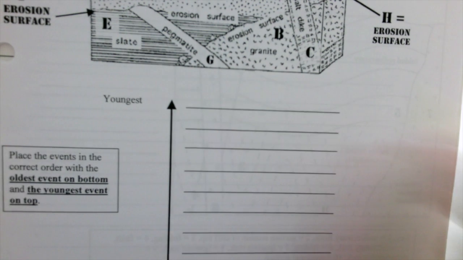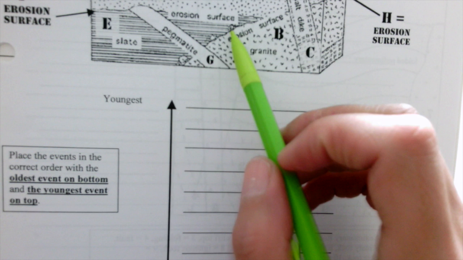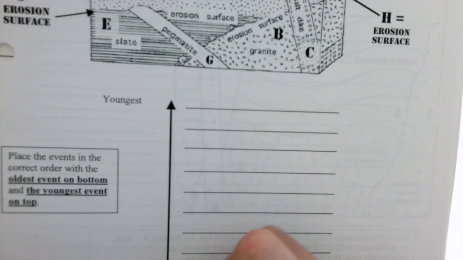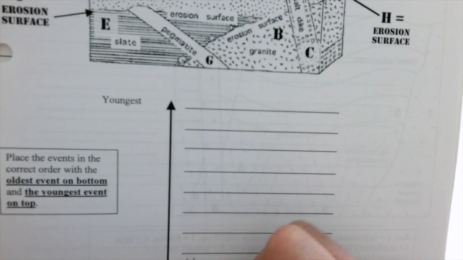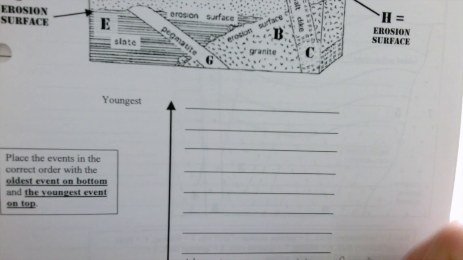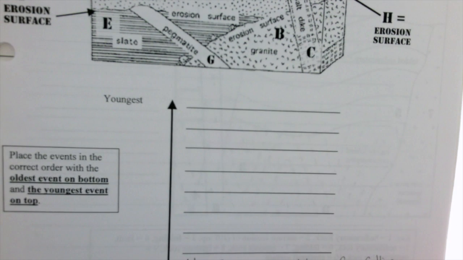Okay, and then if I look, these little bits and chunks, that's that erosion surface H. So H is going to come next, and I'm going to use two different laws. You could use original horizontality, because you have to have a layer before you can do something to it, or you could use cross-cutting because it cuts across layer B. Either one of those would be acceptable answers.